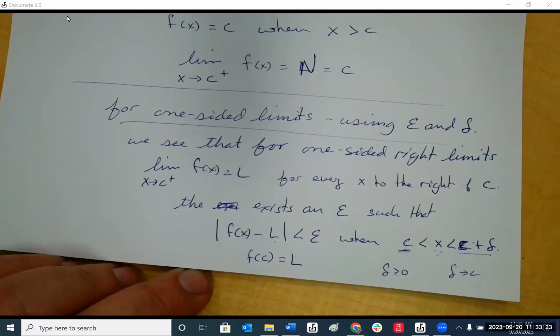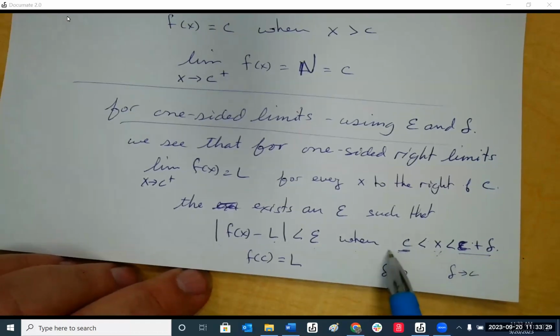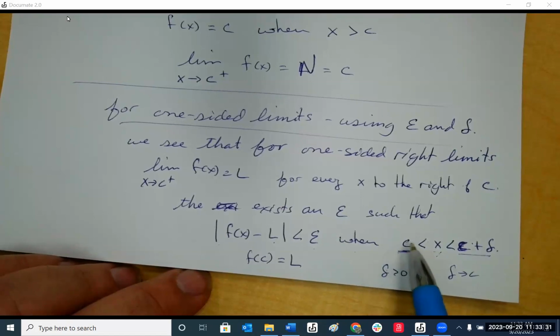What do you think the left side's going to look like? Exactly. The only thing we're going to change is on the left-hand side, we'll have c minus delta is less than x is less than c. The rest of it will be the same.